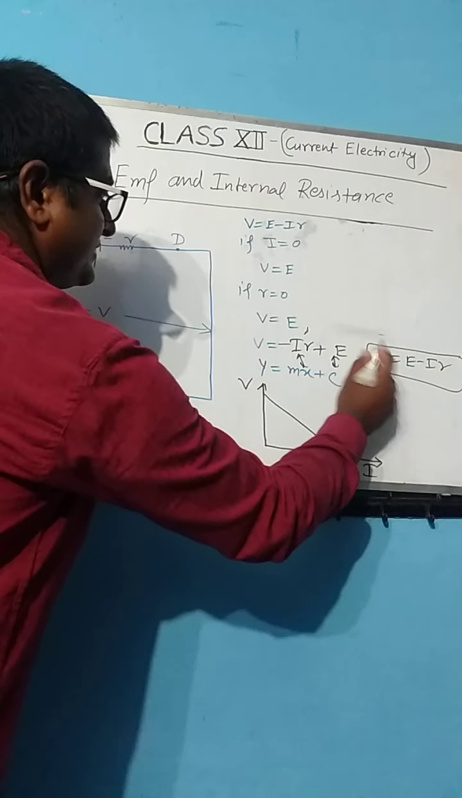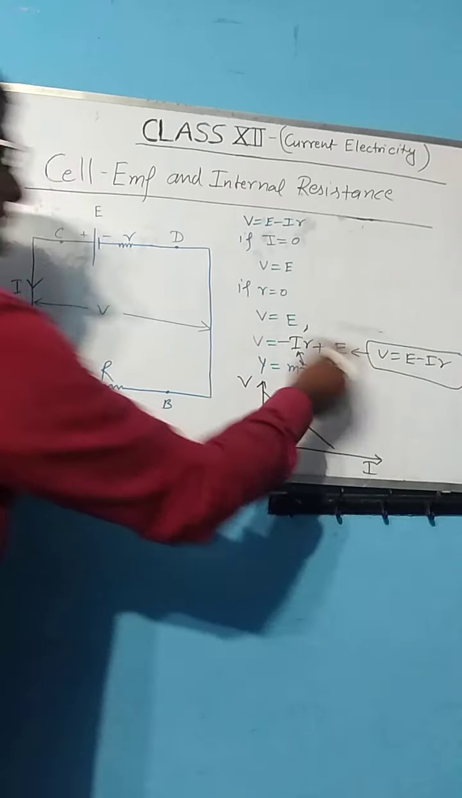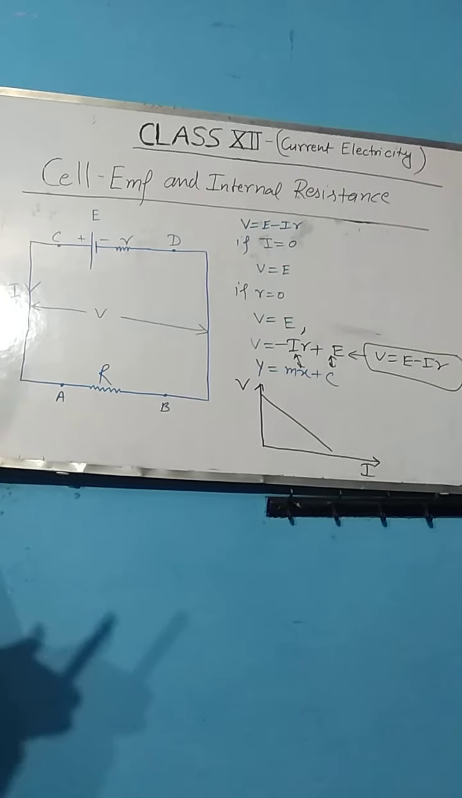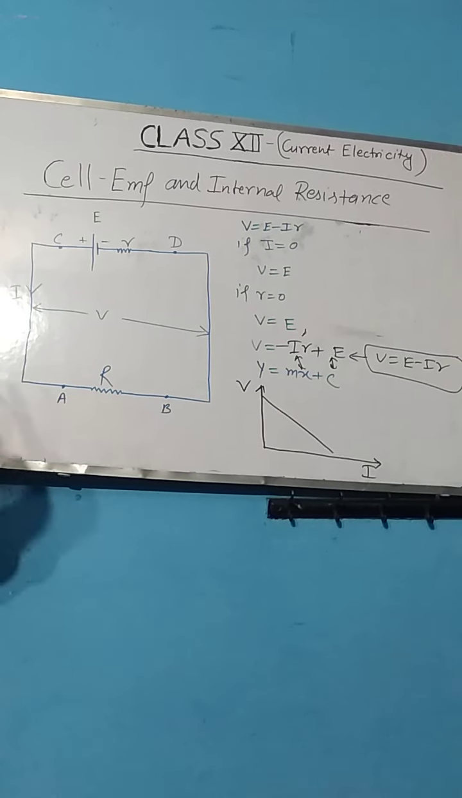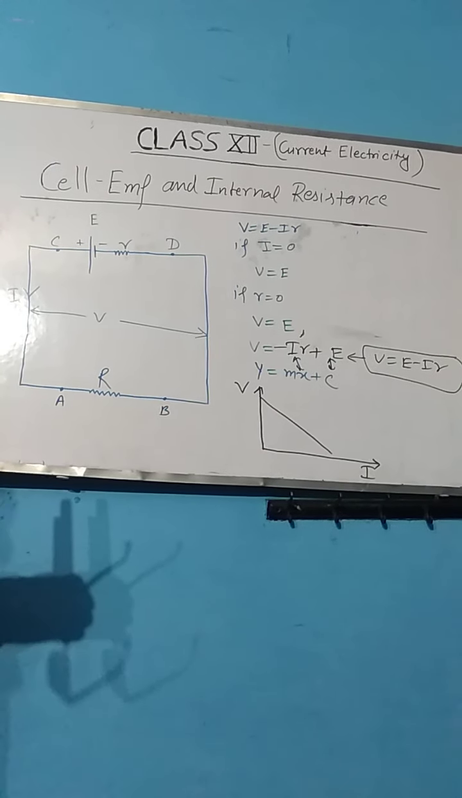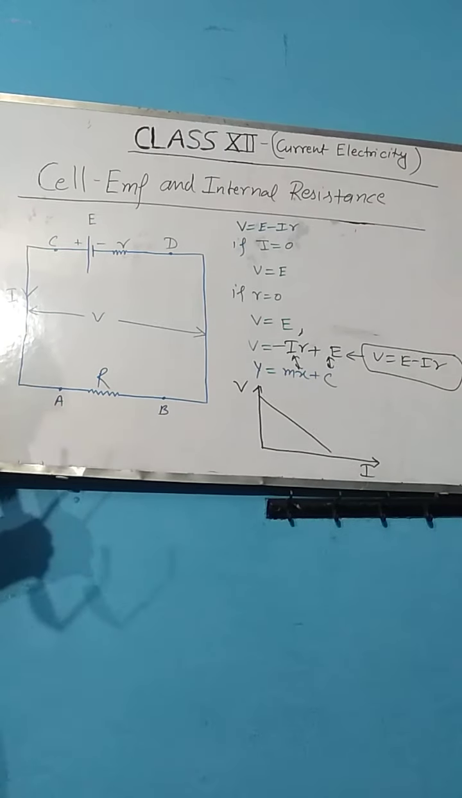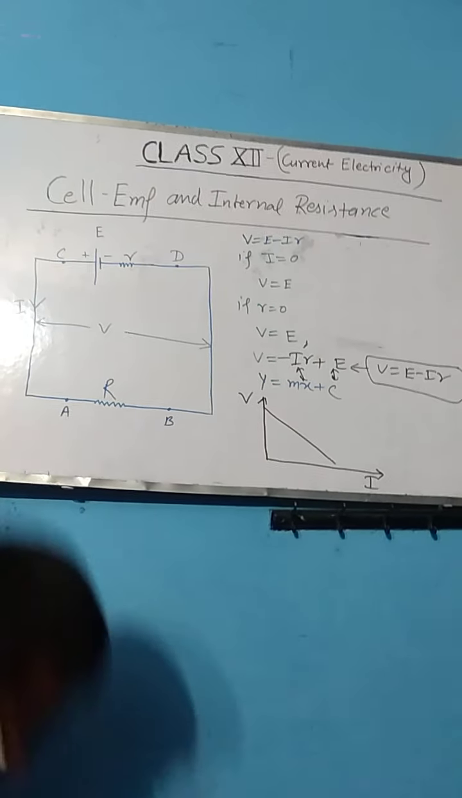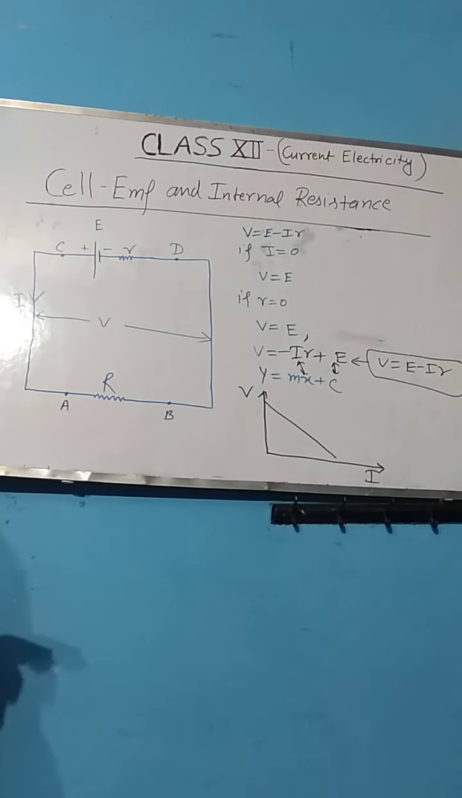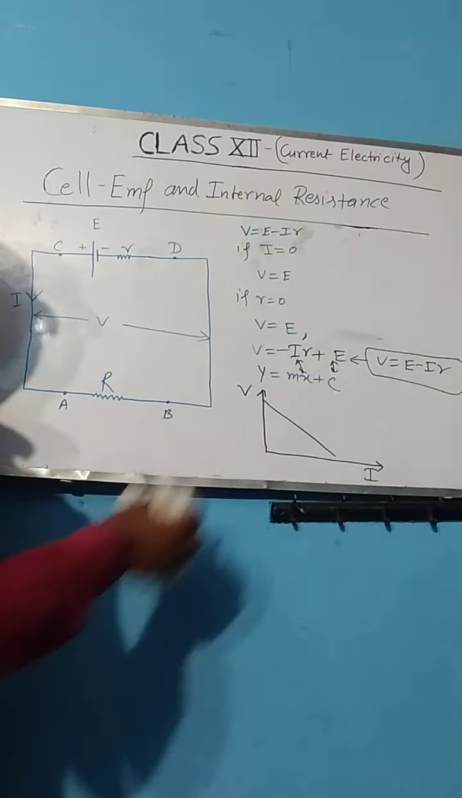We have to change it into this form, E minus IR. After comparing this, I have to draw the graph. After this, we also have to write the relation of E, V and R. For this, we have to put the value of I in V equal to E minus IR.